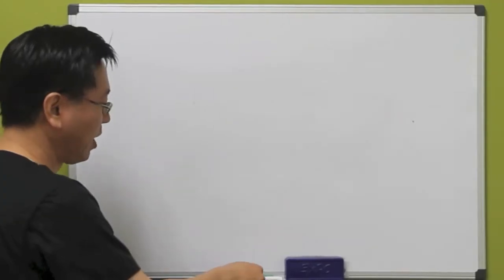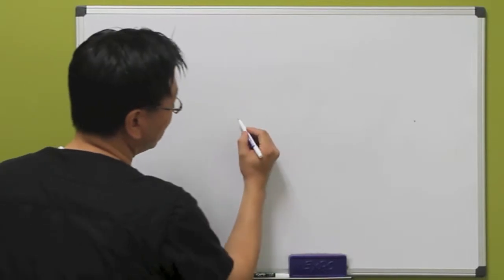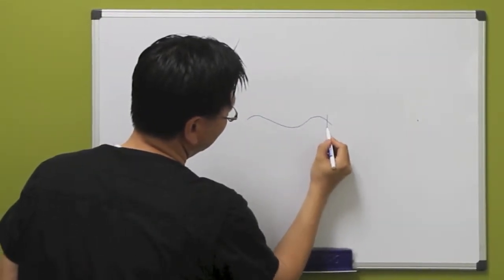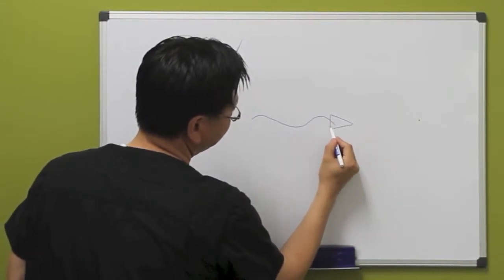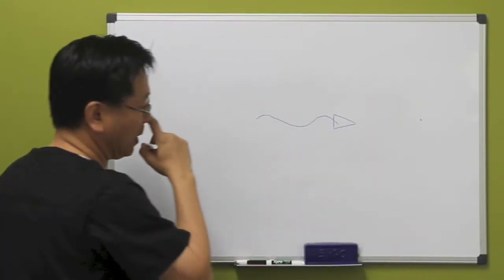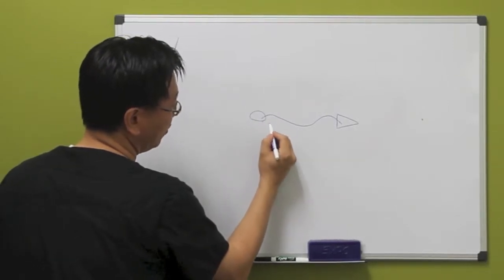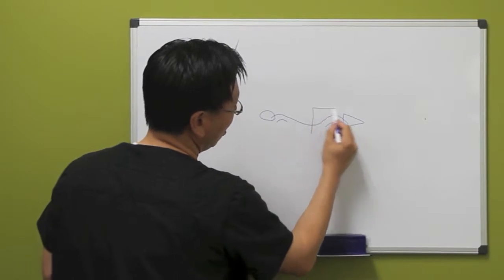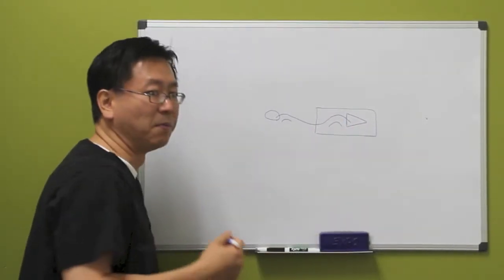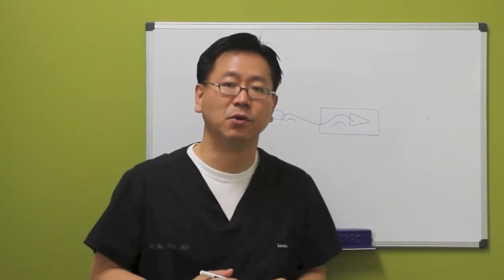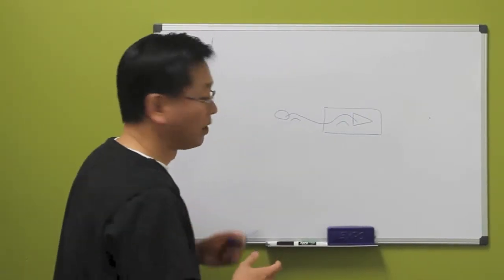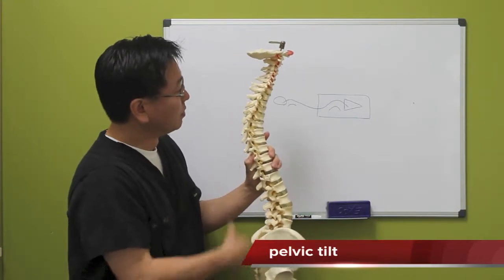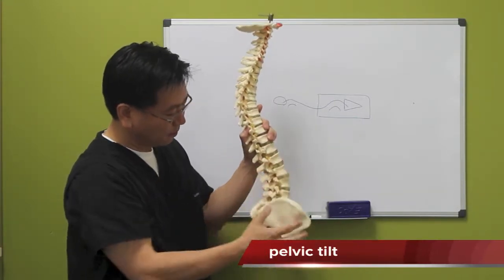Basically, we have two lordotic curves on the body: the cervical lordotic curve and the lumbar lordotic curve, along with the pelvic area. But I'm going to teach you about the lower part, how you can make your patient's low back function better. First, you have to understand the pelvic function. This is the spine: cervical, thoracic, lumbar, and the pelvic area.